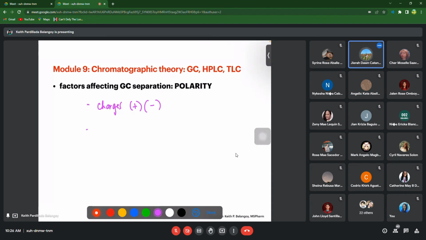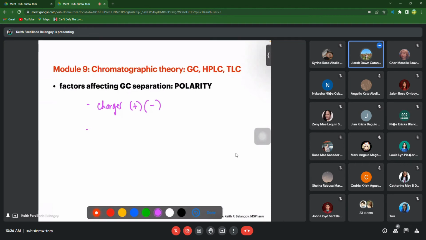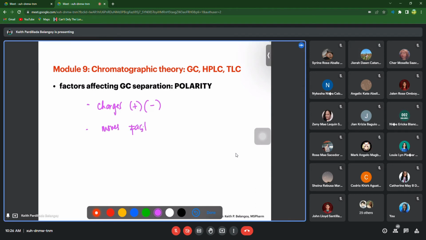Polarity has a huge effect on how attracted a chemical is to other substances. Some molecules have a positively charged side and a negatively charged side. For example, the positive side is attracted to the negative side of another molecule. So the larger the charge difference, the more polar a molecule is. As you increase the polarity of the solvent, all the components of the mixture move faster during your chromatography experiment. Okay, moves faster. Thank you.